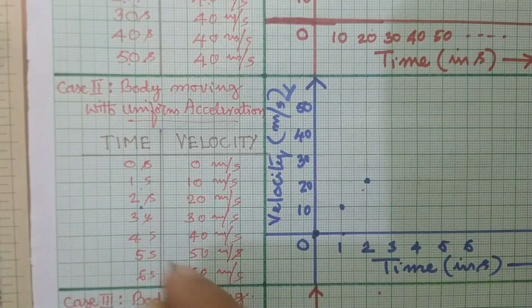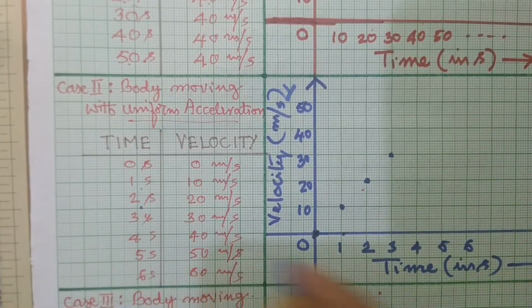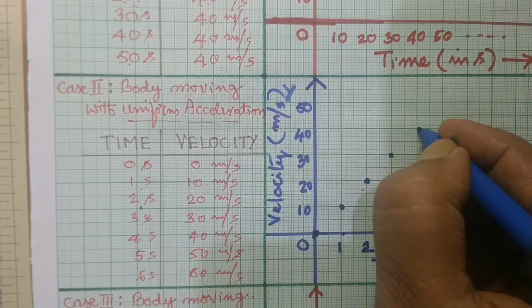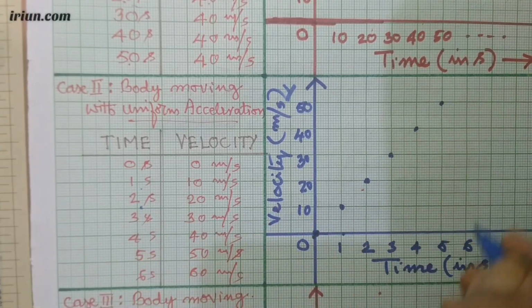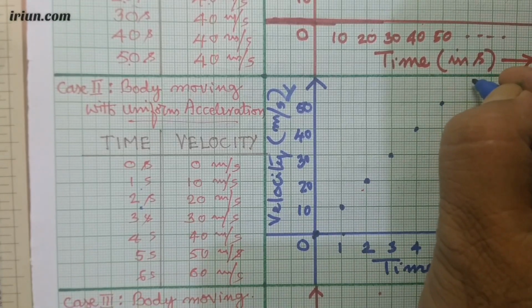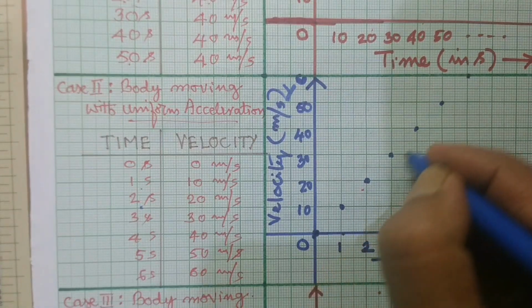This is the point. 3 seconds here. 4 seconds you see 40 meter per second. 5 seconds 50 meter per second. 6 seconds will get it here. Okay, 60. Like that you are getting the line here, you see.